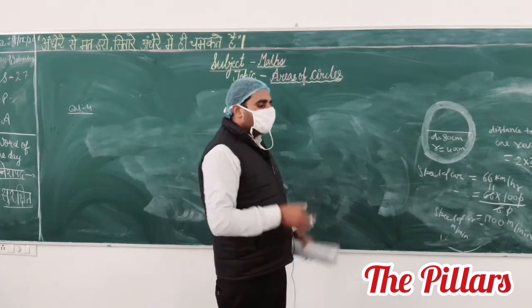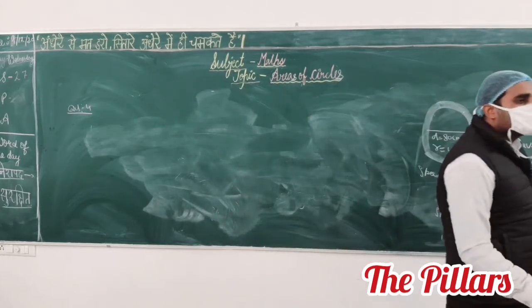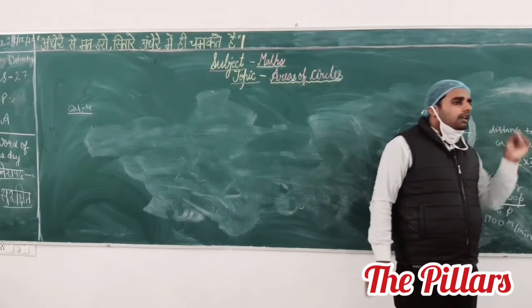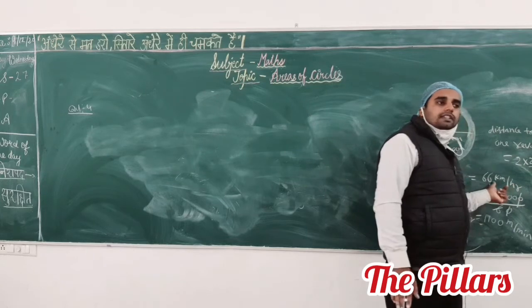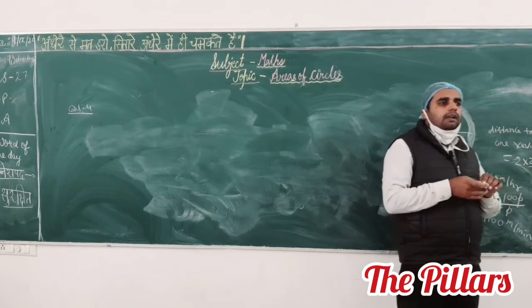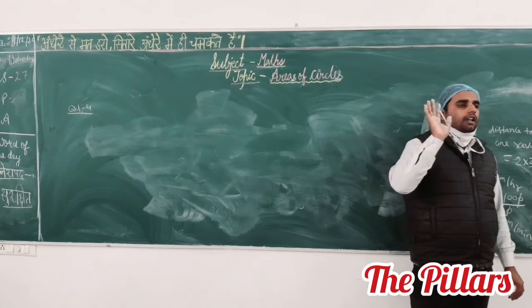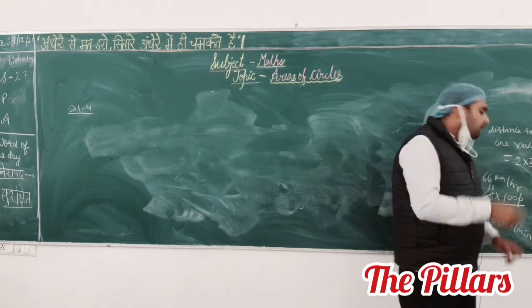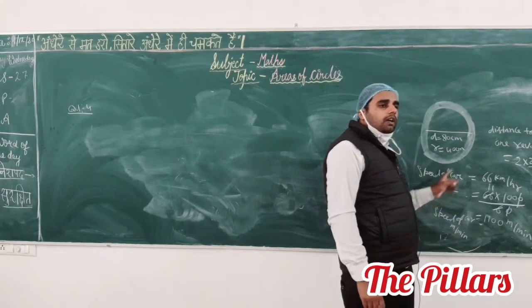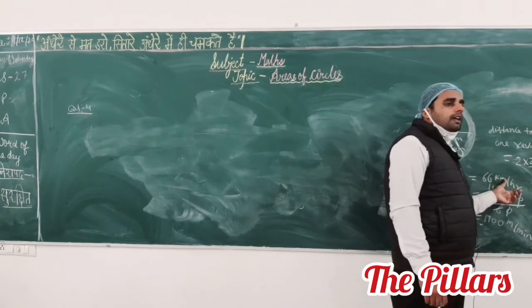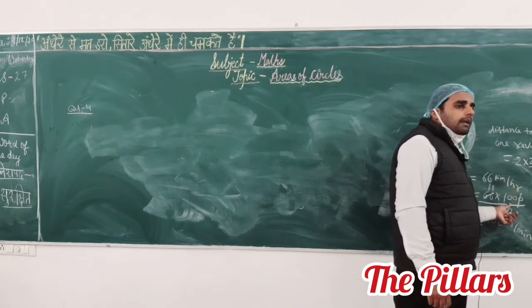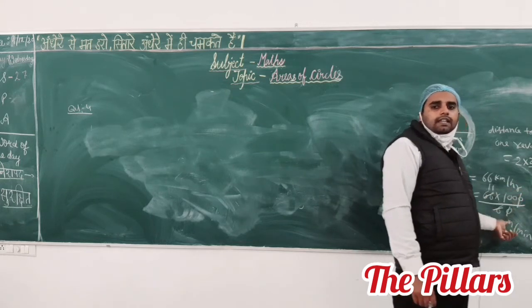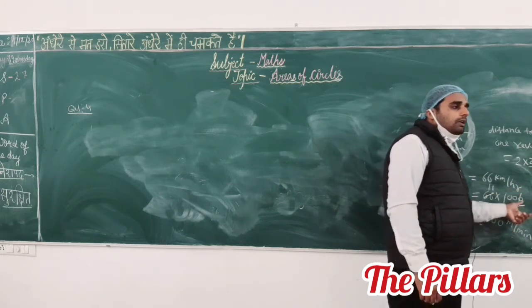The question says that a car is moving at 66 km per hour. It means in 1 hour the car travels 66 km. Now first we have to calculate how much distance is traveled by the car in 1 minute. If you want to convert 66 km per hour into meter per minute, then kilometer we convert into meter by multiplying by 1000, and hour we convert into minute by dividing by 60. It means 66 into 1000 divided by 60.